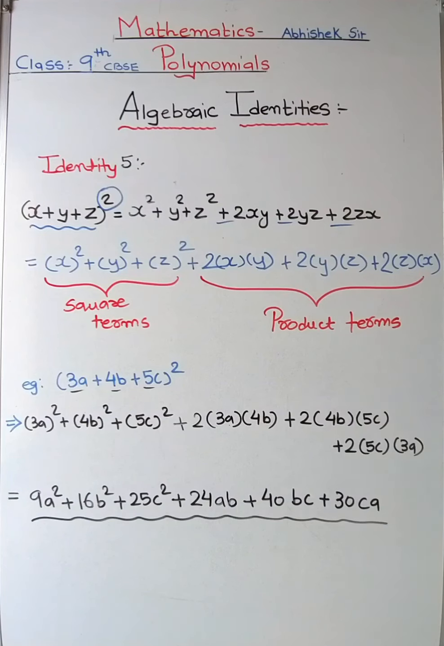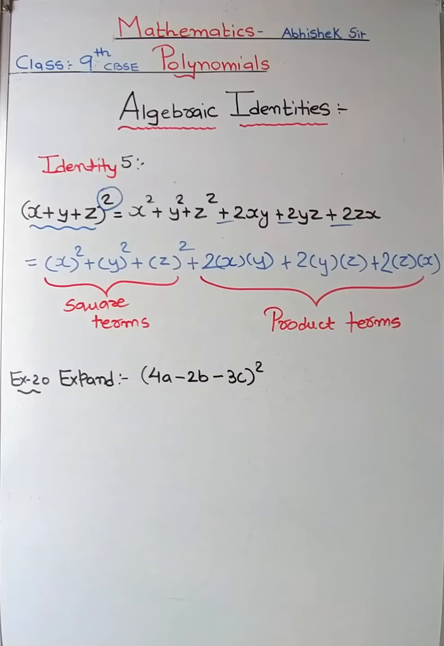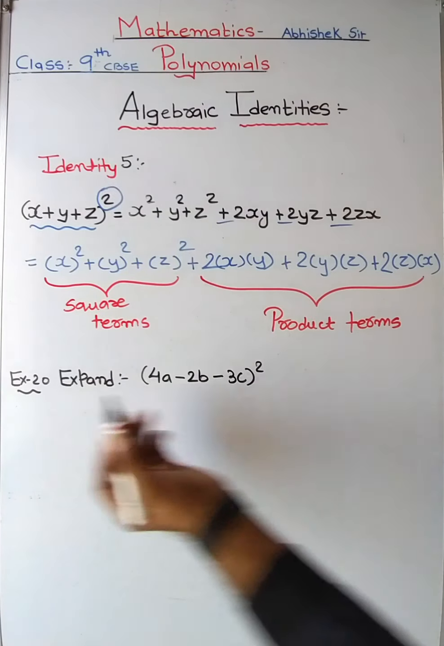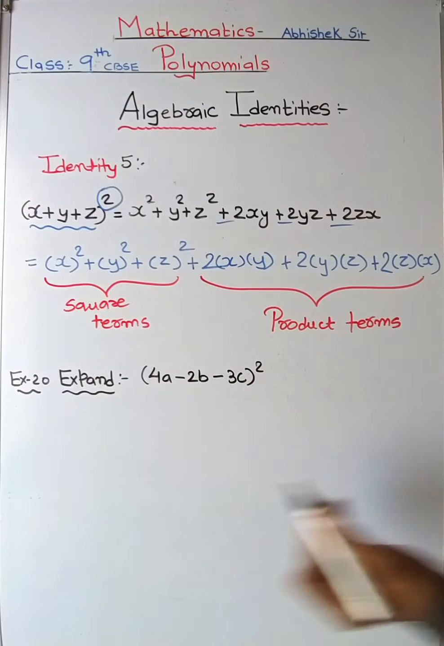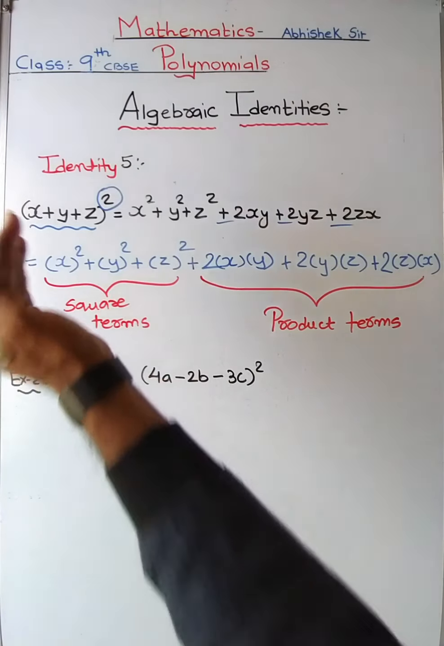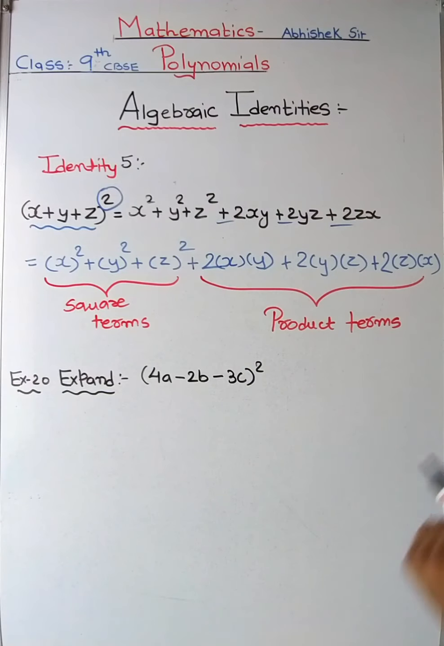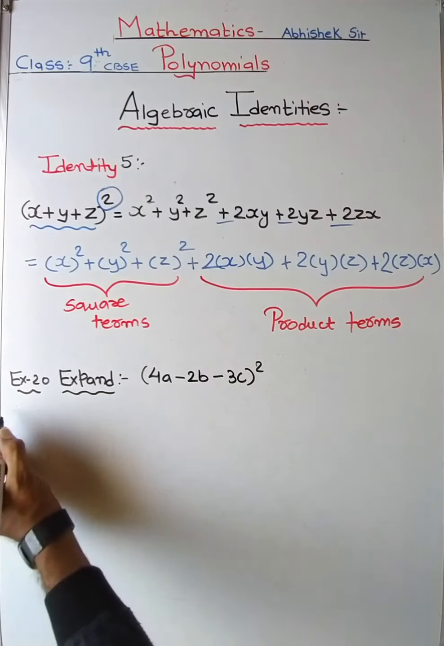Clear? Now in this only let us see an example which contains a minus sign as well. So that is (4a - 2b - 3c) whole square. The question is expansion. Remember, when you are going from left to right, what you are doing is you are expanding the bracket. Okay. So let us start with our steps.